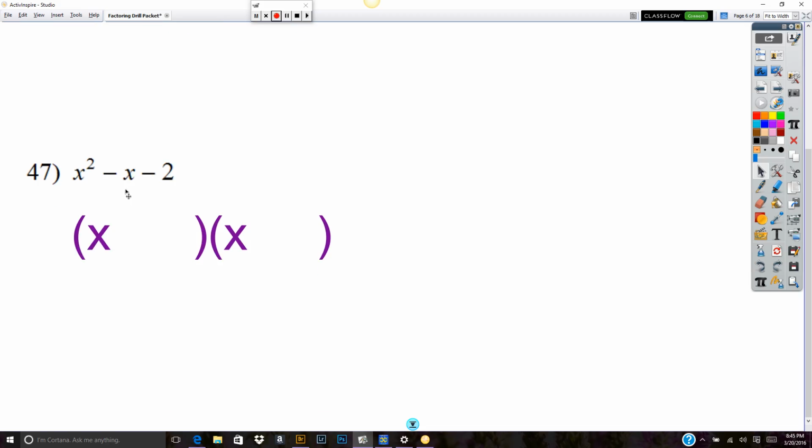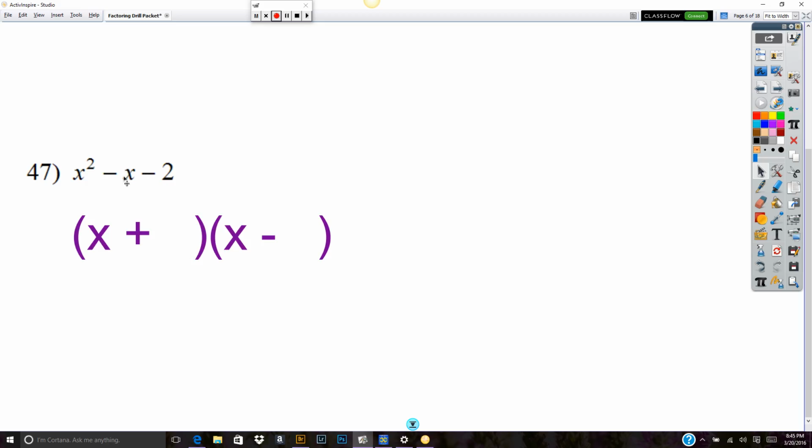Number 47. Now I chose to do this one because you see it has a minus sign here, so it's different than our previous one. It means that my signs in the parentheses are different, because the only way when I double distribute that I could end up with a minus is if those signs were different. And I need two numbers that multiply to 2 and subtract to 2.